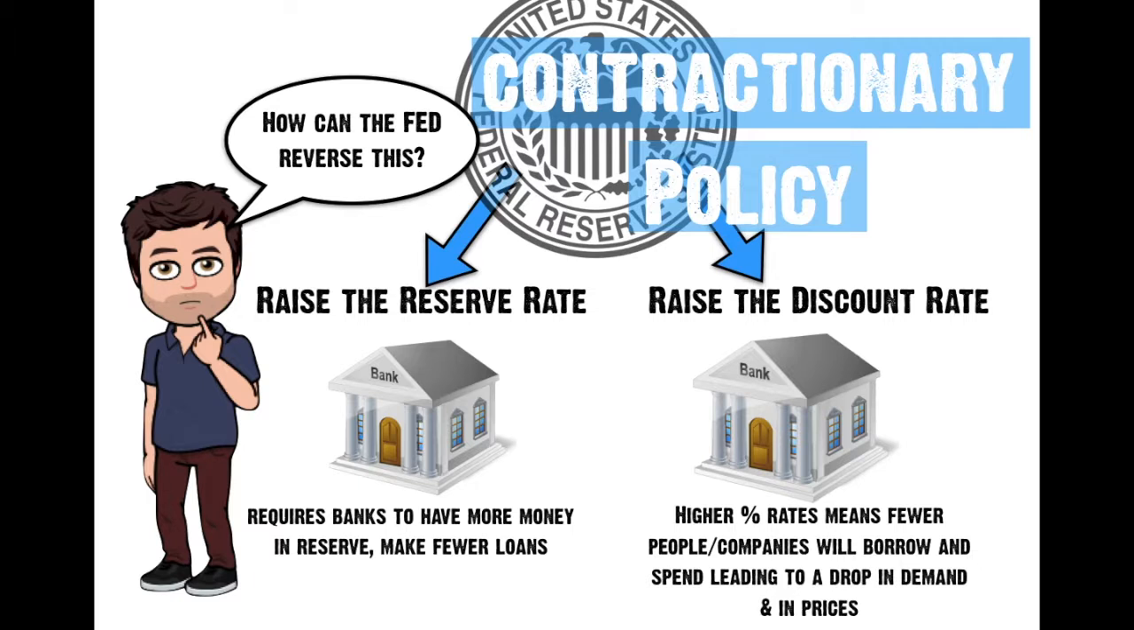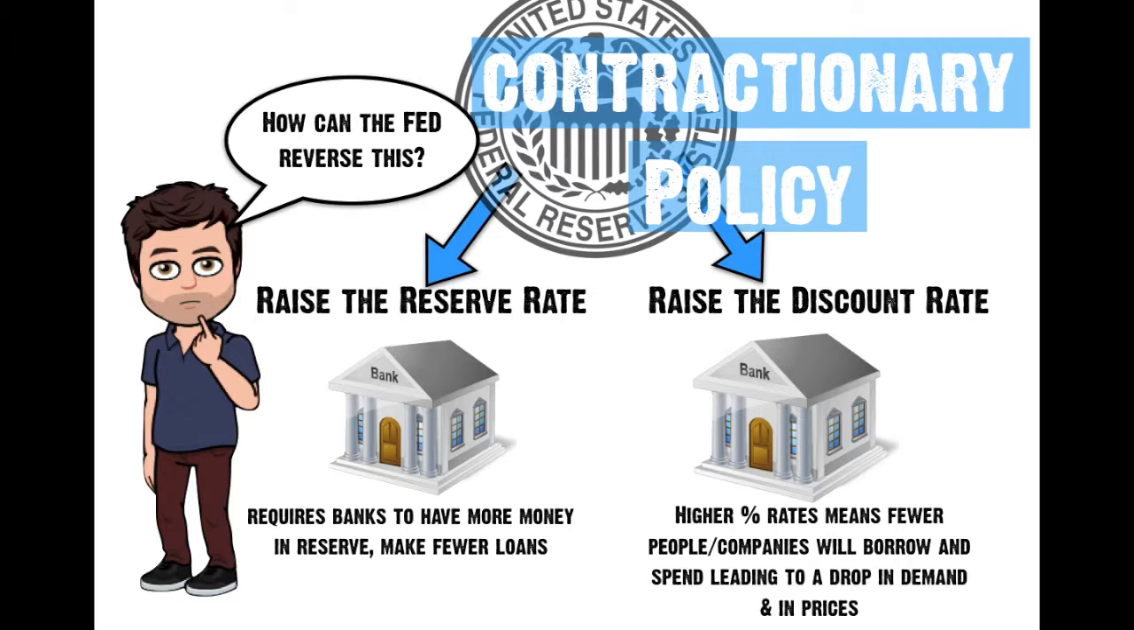So the first thing that the Federal Reserve could do is they could raise the reserve rate on the banks, requiring the banks to have more money in reserve, making it more difficult for the banks to loan money, thereby reducing the amount of money in circulation and the amount of money going out into the economy. That's not something they do very often.